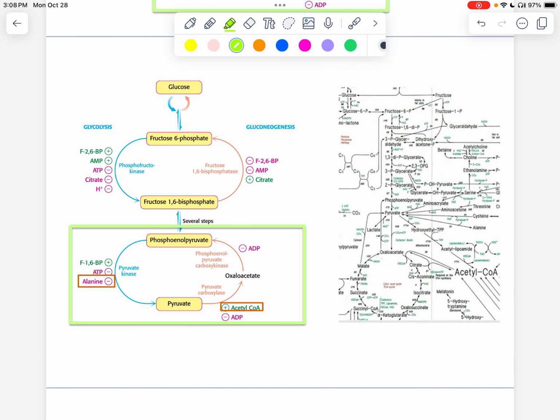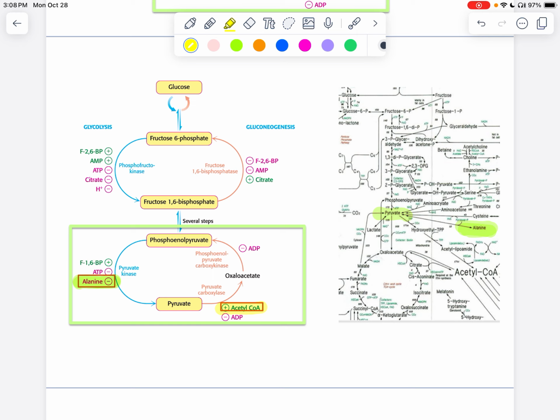We also looked at alanine. We said that if we look at where pyruvate and alanine are here, they are essentially one step apart. Alanine's an amino acid that's one metabolic step from pyruvate. So if this level is going up, alanine says, hey, we've got plenty of pyruvate. Let's slow down glycolysis.